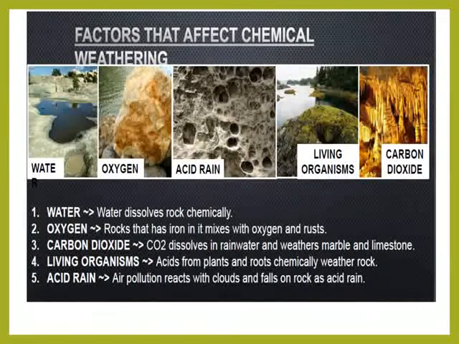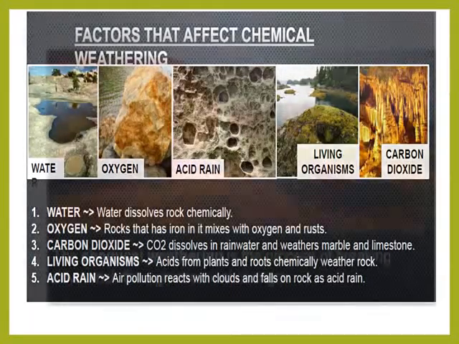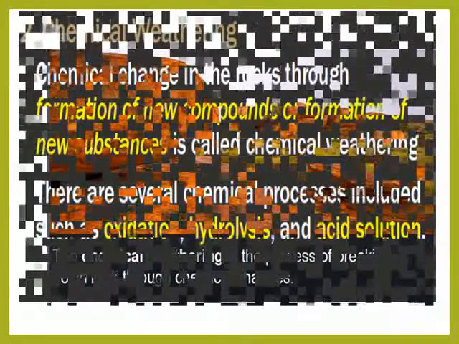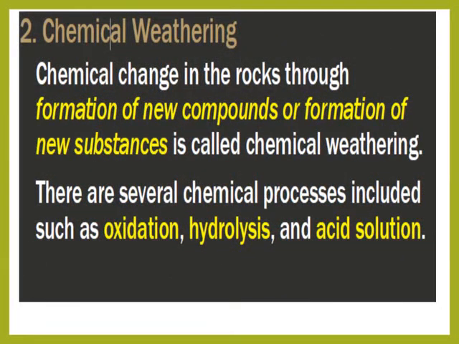So chemical weathering is nothing but the process of breaking down the rocks through chemical changes. In the previous physical weathering, without any chemical change, the rocks just split into pieces, isn't it? Whereas chemical weathering breaks down the rock through chemical changes, so it is a formation of new substances.